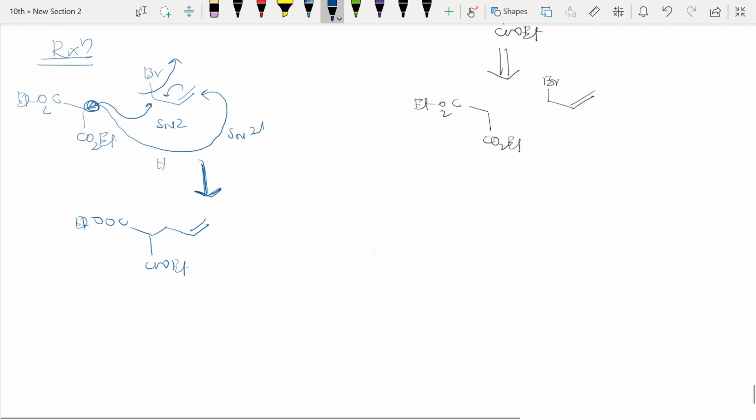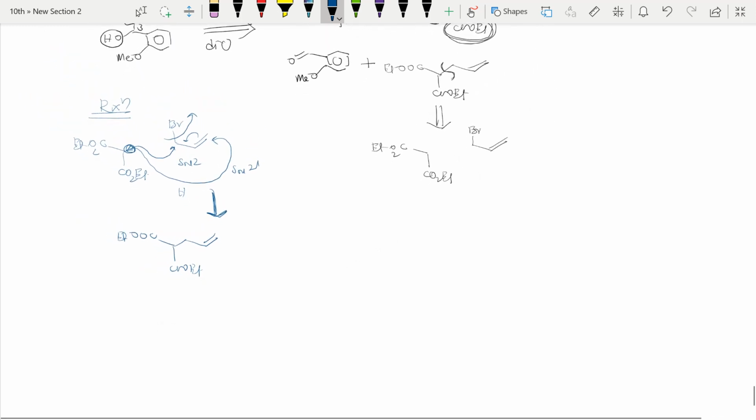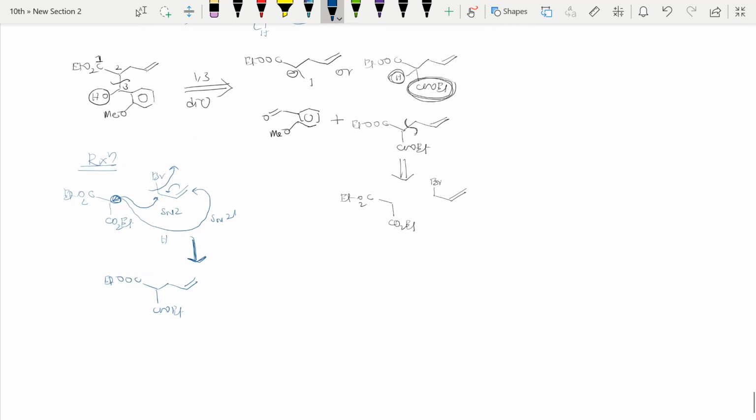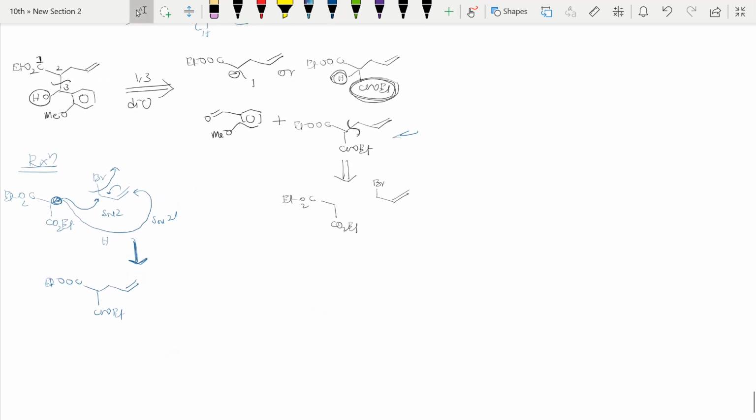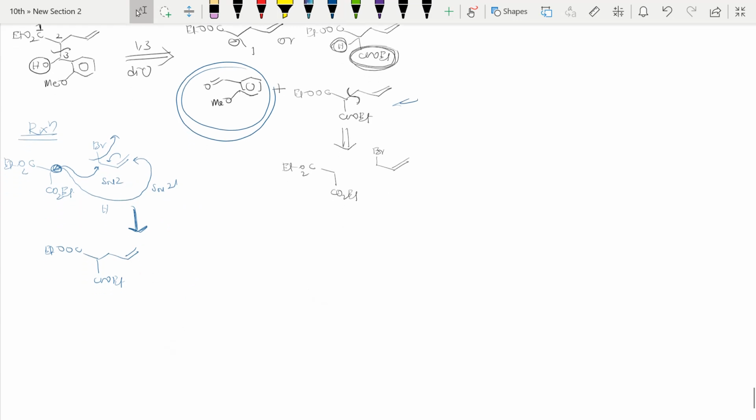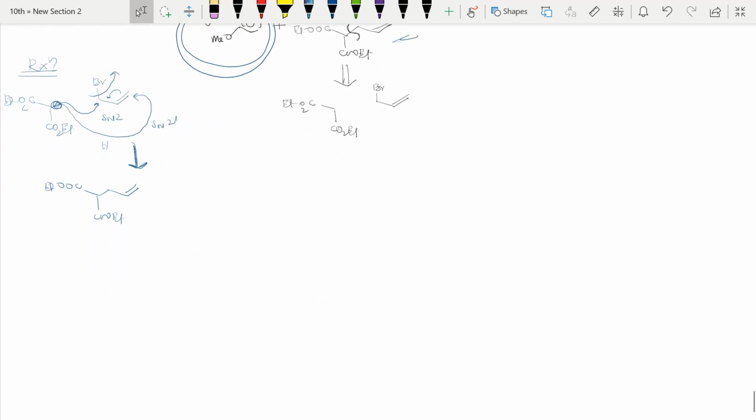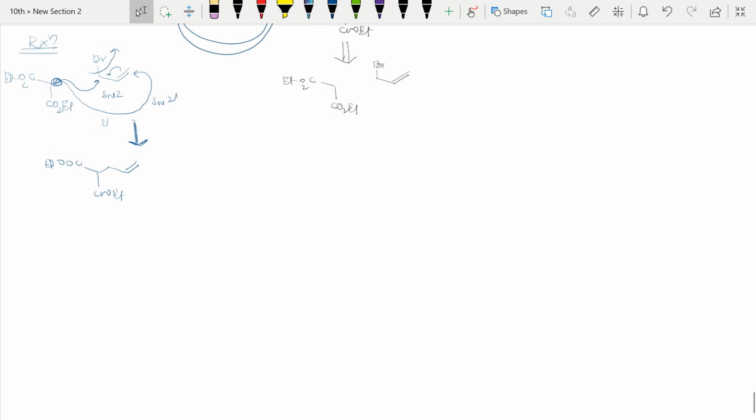Further to do the reaction, I hope you got it, right? So further, what I need to add, till this I got it. So the next step is I need to add this one. First I will add base, because without base the reaction won't go, because this proton will be acidic, it can be removed in presence of base.